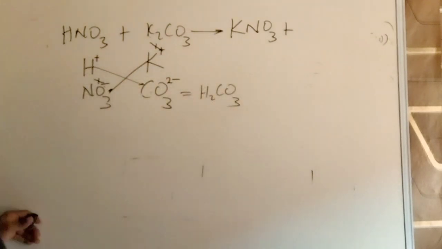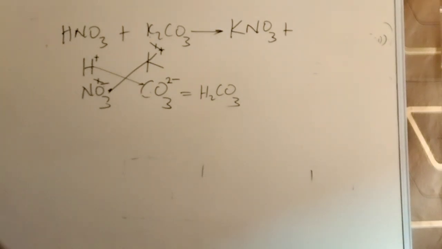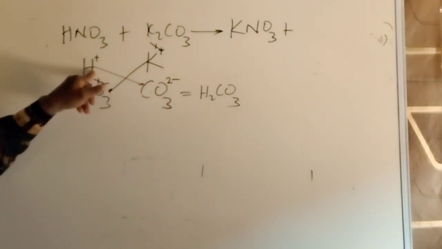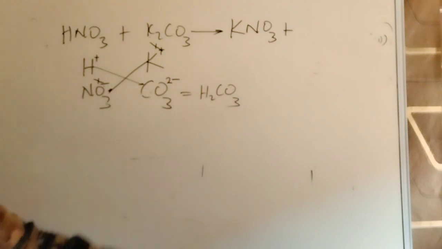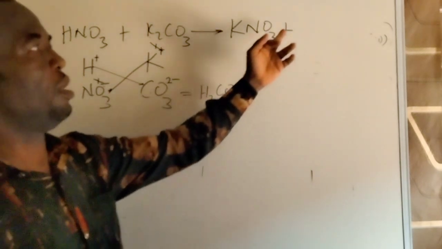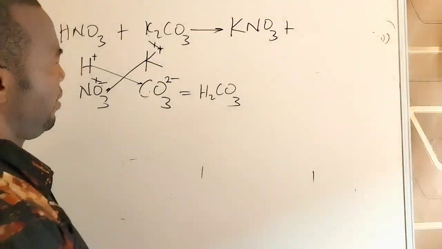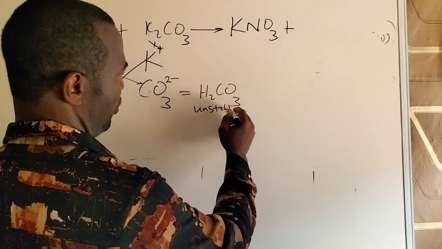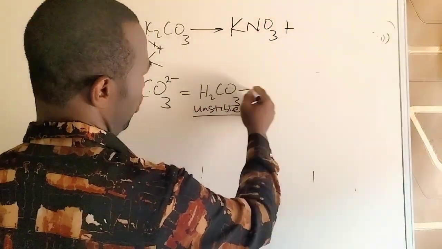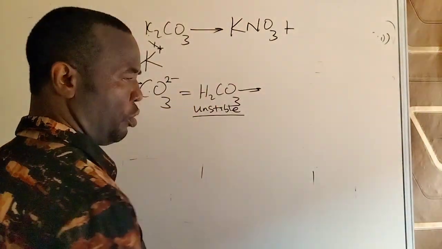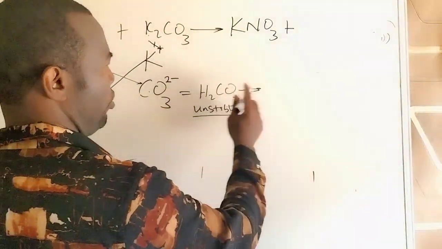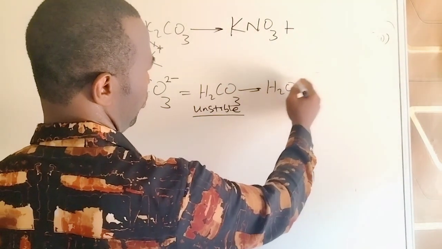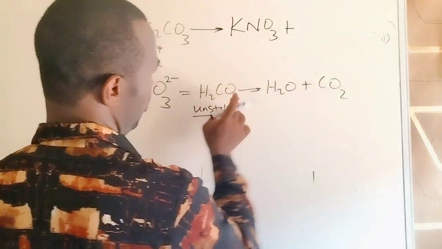H2CO3. How did I get the H2CO3? The 2 from here went to the hydrogen. You see why it's H2CO3. But should I write H2CO3 there? No. This acid, carbonic acid, is unstable. So whenever you get this acid as a product, it's very unstable. You don't write it as a product. What do you do? You split it into 2, water and CO2. So whenever this is formed as a product, we don't write it.